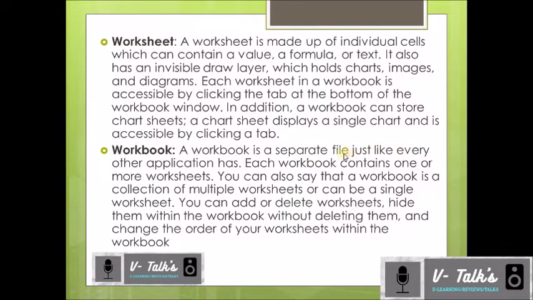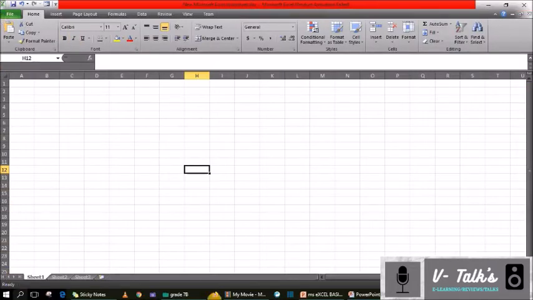A workbook is a separate file, just like in every other application. Each workbook contains one or more sheets. You can also say that a workbook is a collection of multiple worksheets, or can be a single worksheet. You can add or delete worksheets, hide them within the workbook without deleting them, and change the order of your worksheets within the workbook. So this entire thing is called a workbook. Each workbook is a collection of a different number of sheets. By default, 3 sheets are available: Sheet 1, Sheet 2, Sheet 3.